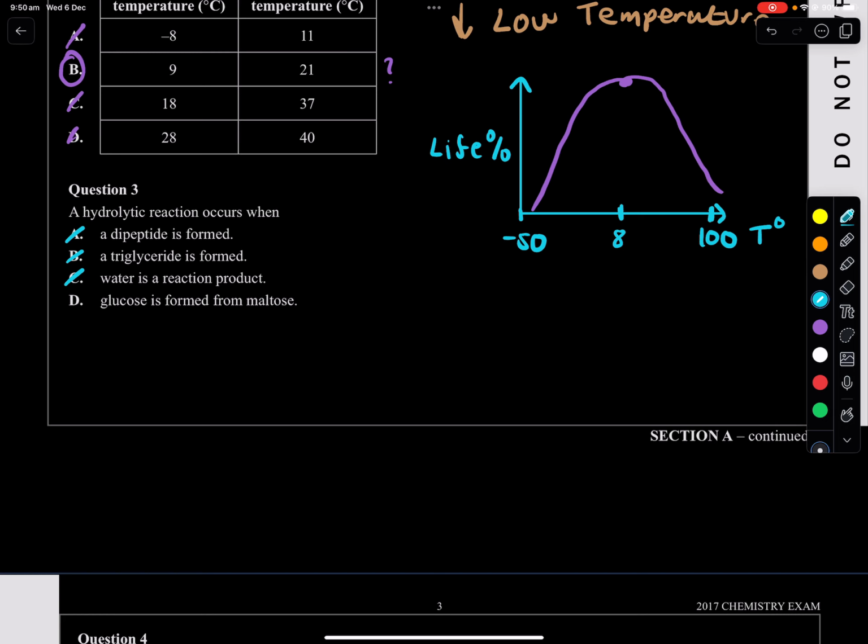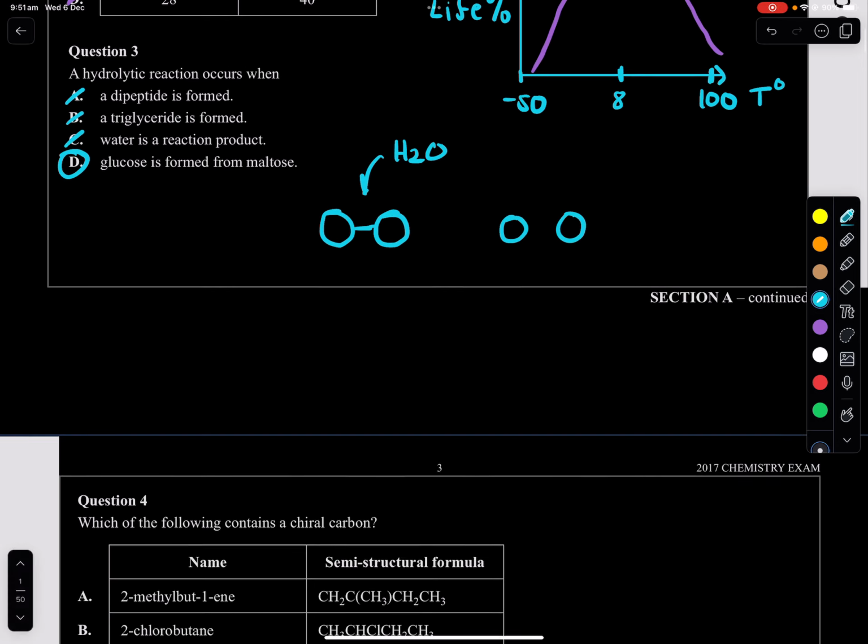The glucose is formed from maltose. Yes. Imagine maltose is a disaccharide, made of two sugars. When you use water as a reactant, it breaks that down through hydrolysis, and then we get two glucose molecules. So D is right.